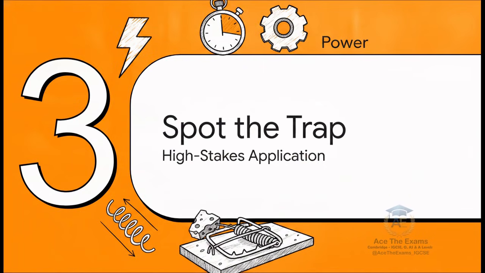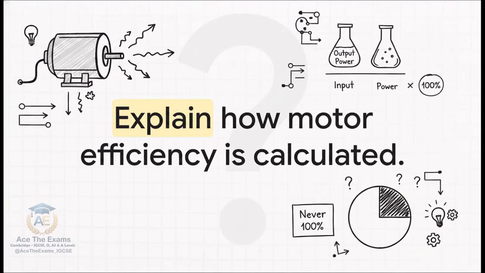I'm going to challenge you to apply this new framework to a classic, high-stakes exam question combining energy, work, and power. Let's see if you can spot exactly where students fall apart. Here is your challenge. Explain how motor efficiency is calculated and why it is never 100%. I want you to mentally pause for a second right now. Seriously, think about exactly what you would write down on that dotted line to answer this. Predict your answer in your head. How do you calculate it, and why isn't it perfect?